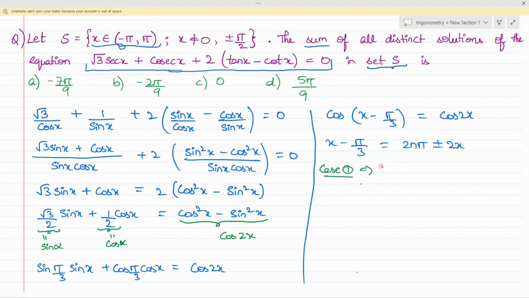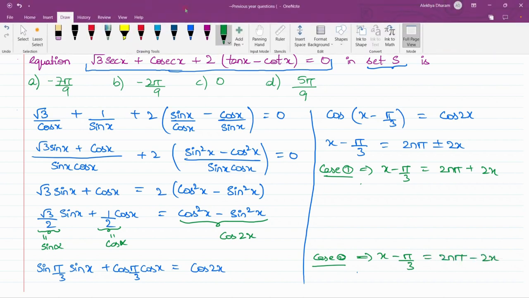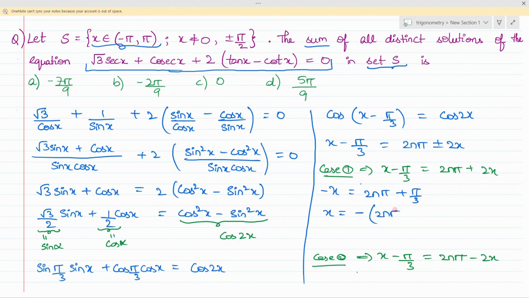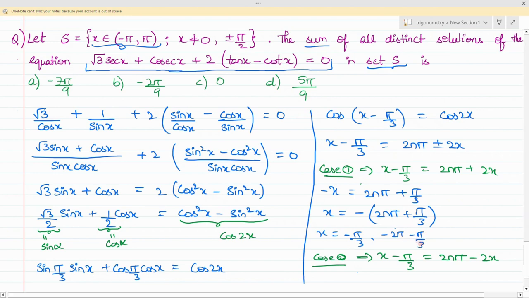Case 1, x minus pi by 3 will be 2n pi plus 2x. And case 2, x minus pi by 3 is equal to 2n pi minus 2x. So let's solve this. From here, if we simplify this equation, we'll get minus x is equal to 2n pi plus pi by 3. We can write it as x is equal to minus of 2n pi plus pi by 3. Now, if you keep the values of n, if n is 0, then x will be minus pi by 3. If n is 1, it will be minus of 2 pi and minus pi by 3.